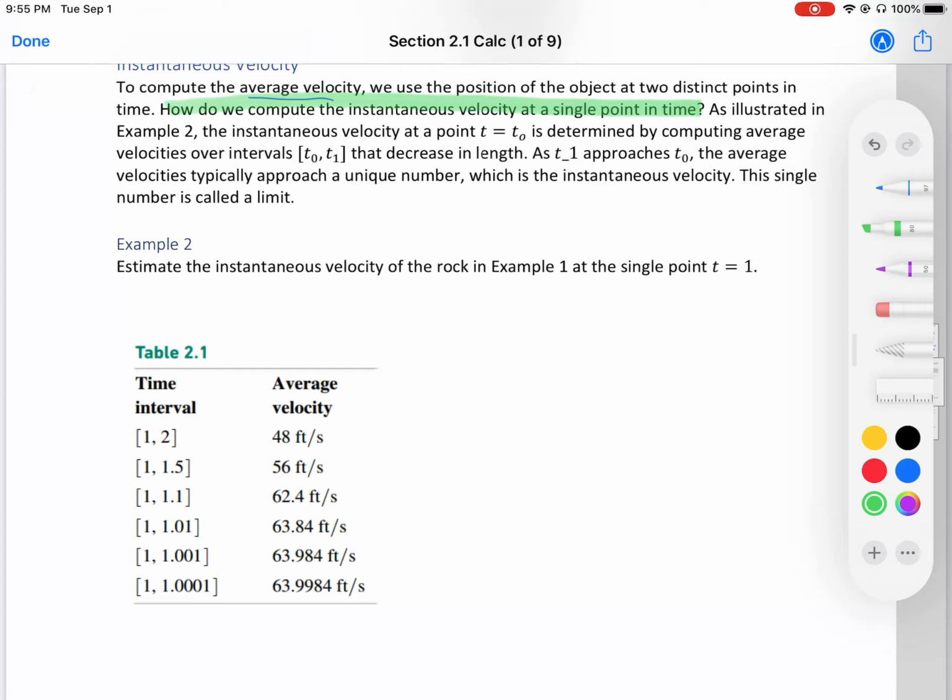As illustrated in example 1, the instantaneous velocity at point t equals t0 is determined by computing the average velocity over intervals t0 and t1 that decrease in length. As t1 approaches t0, the average velocity typically approaches a unique number, which is the instantaneous velocity. This single number is called a limit.